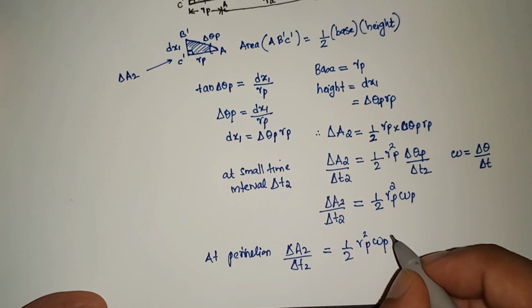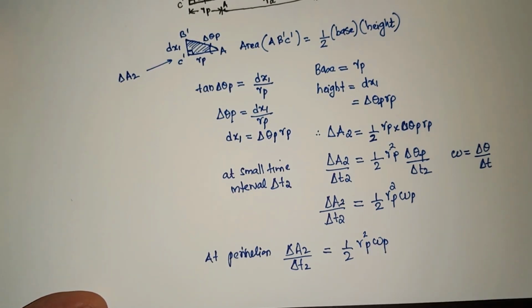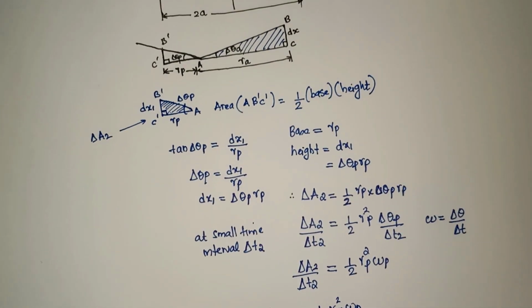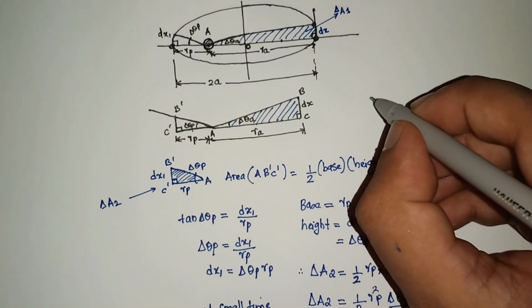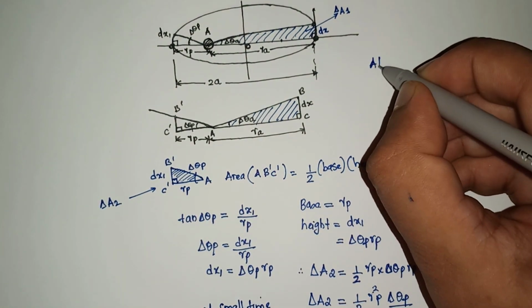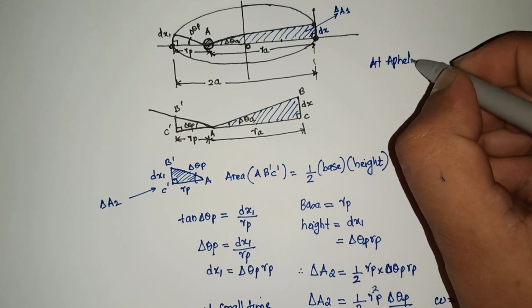So I don't want to go with the other further stuff. We have half into r square p into omega p. Now if you consider the similar way of solving it, again you have a triangle at aphelion. So we can write it very fast.